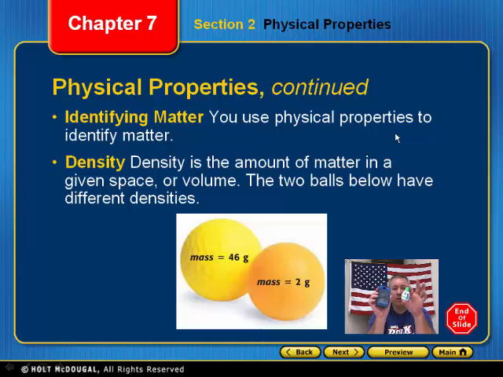So those are physical properties. Those help us determine the differences in substances. We can identify matter by its physical properties sometimes. Density is the amount of matter in a given space or volume. The two balls have the same size.